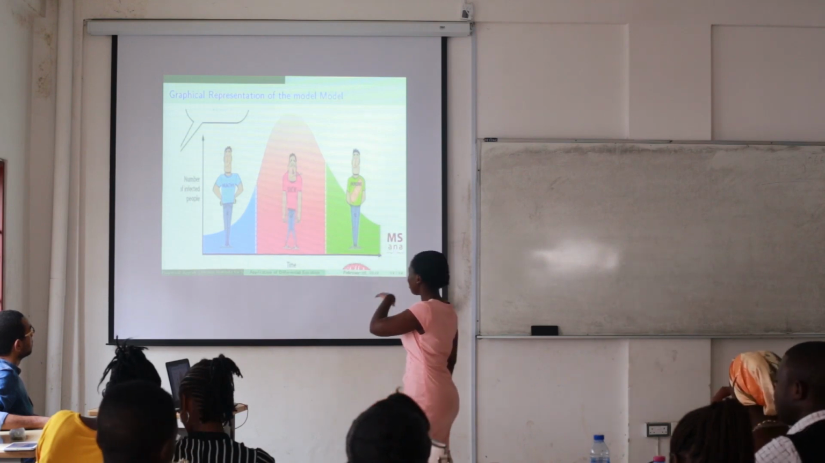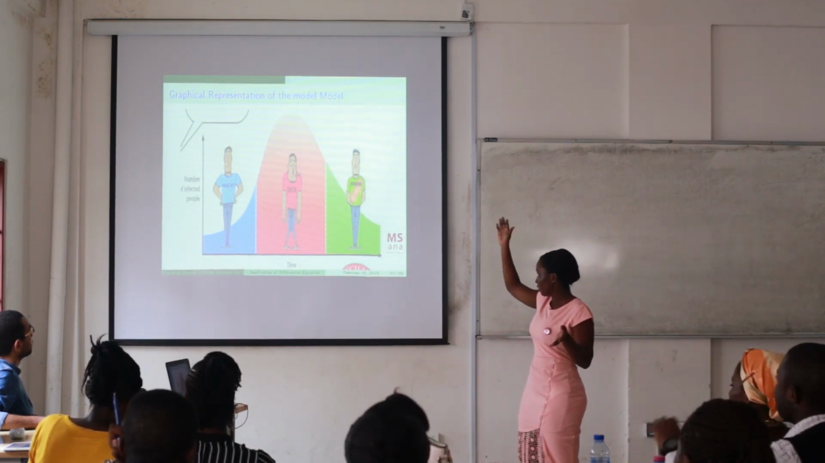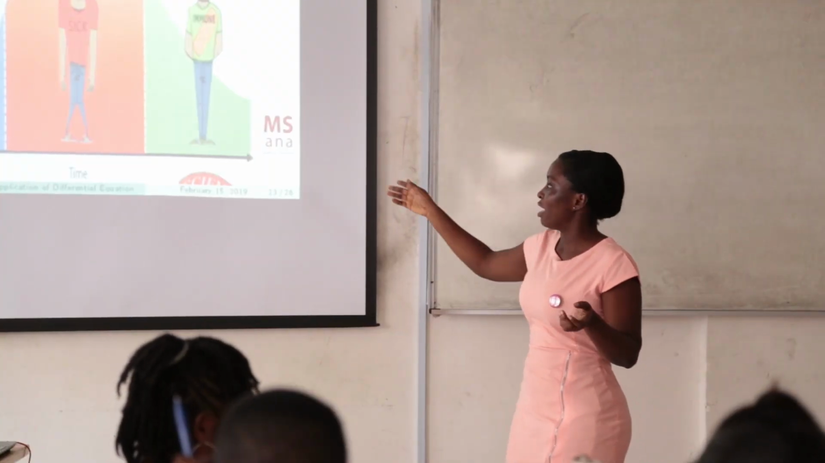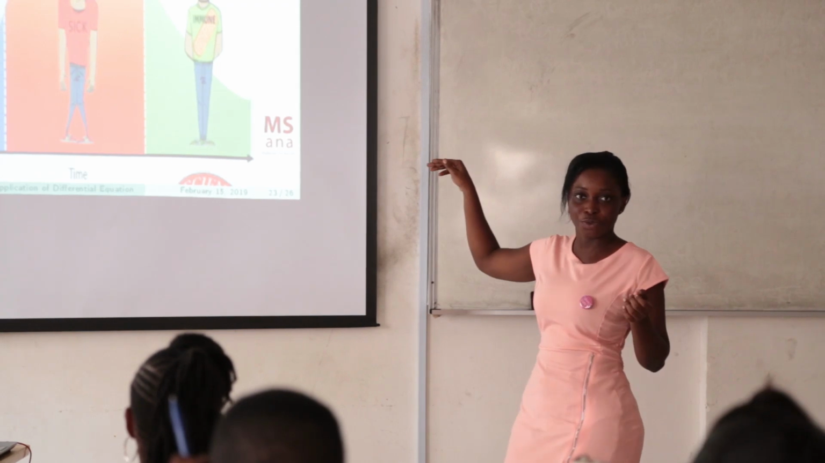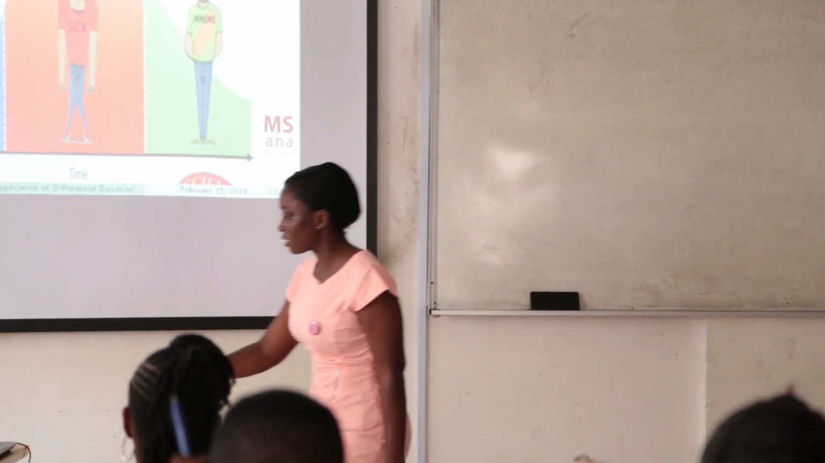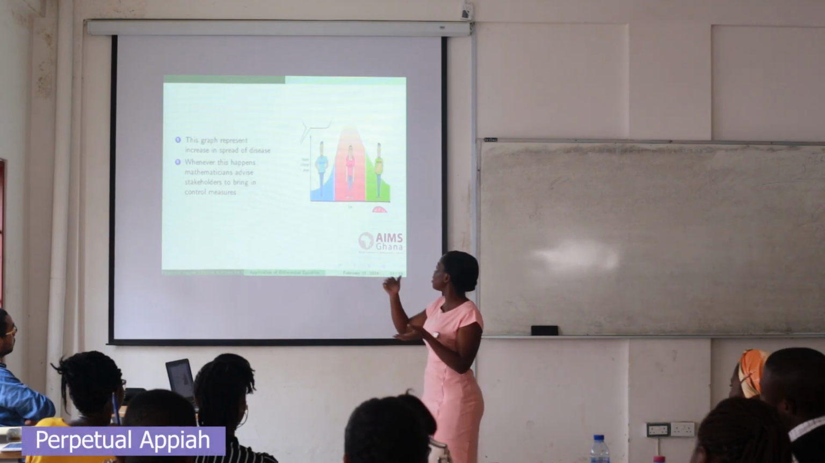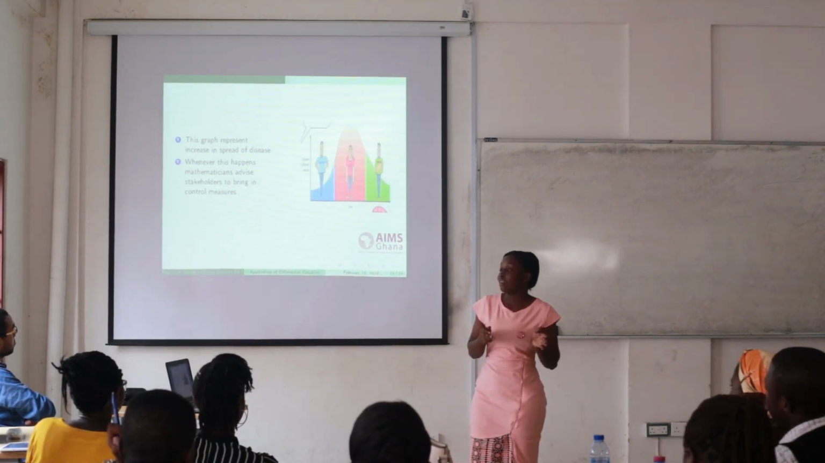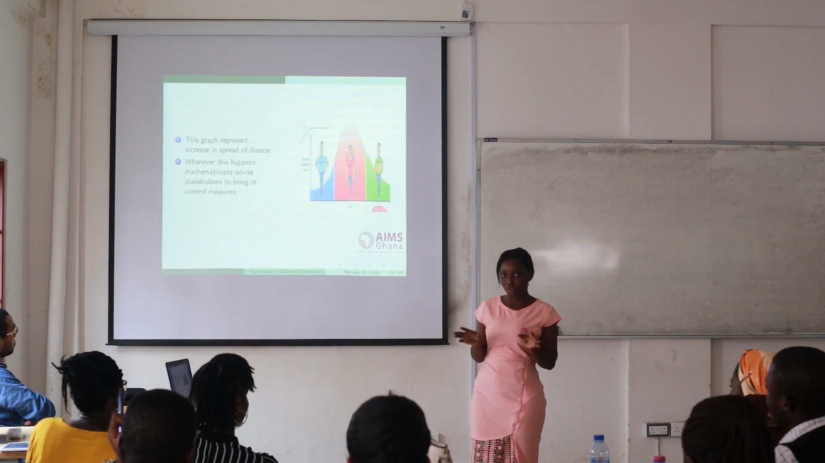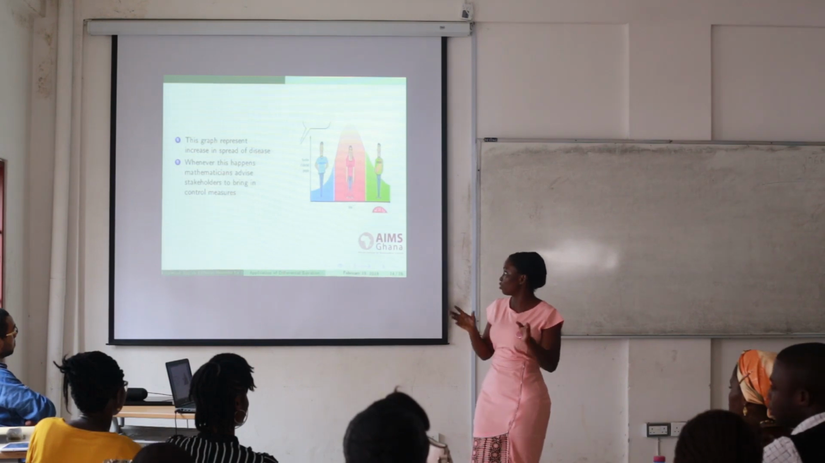So this is a graphical representation of our model. We have the healthy individuals, the sick, and the immune. Whenever we have this normal distribution there, it means that there is an increase in infection, which is an increase in the spread of disease. And mathematics advises the stakeholders involved to bring control measures.